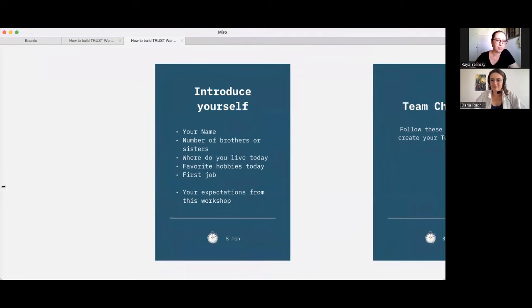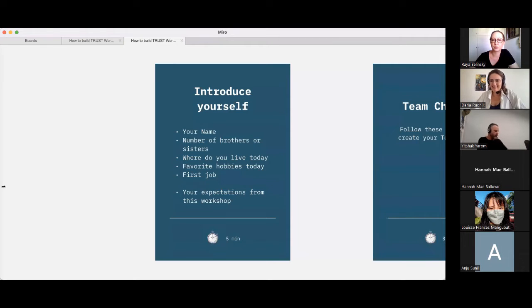We did our part, and we'd be happy to hear a little about you, with some information that maybe not every workshop asks. Your name, number of brothers or sisters, where you live today, favorite hobbies, your first job, and also, very shortly, your expectations from today's workshop. So who wants to start?